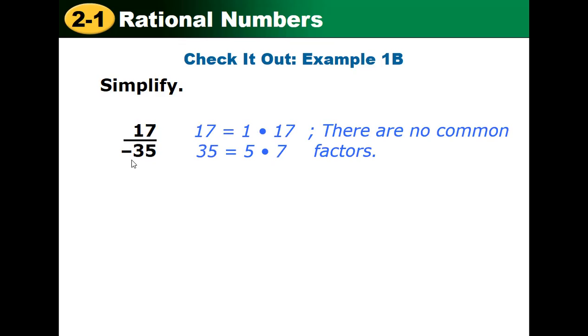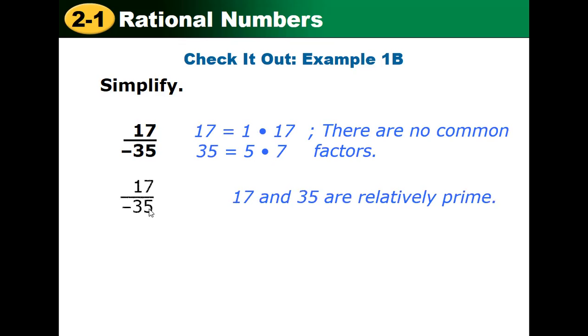But note that the denominator is negative. And we want to write the number in simplest form. So don't keep the negative in the denominator; we have to put it outside. So the answer will be negative 17 over 35, because 17 and 35 are already written as relatively prime.